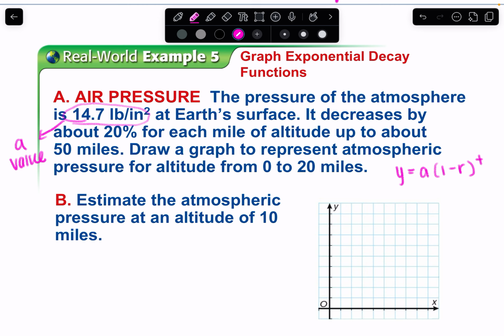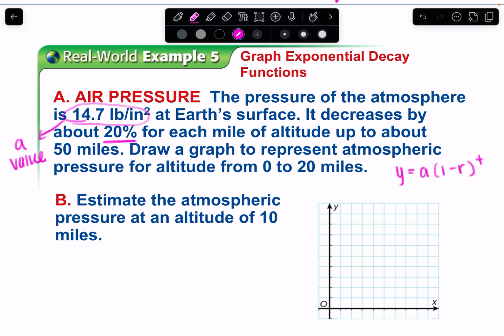Then you have 1 minus r. The reason we have 1 minus r is instead of talking about a growth where it's increasing, we have a decay where it's decreasing. So it says it decreases by about 20%. Again, if it's in percent form, you need to change it to decimal form. But if we're talking about a decay, that means I have a full amount and it's decreasing by that. So that's where the 1 is coming from.